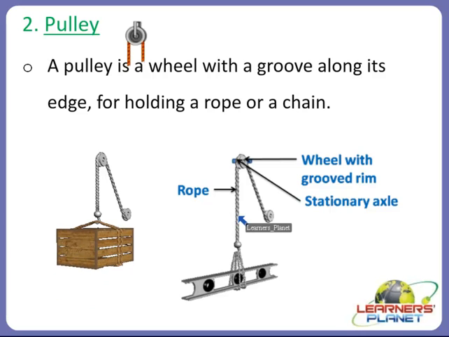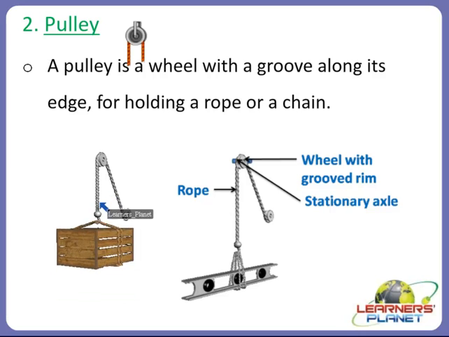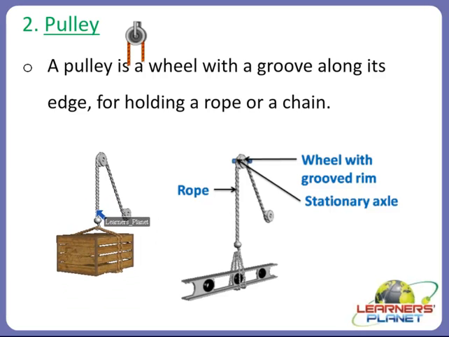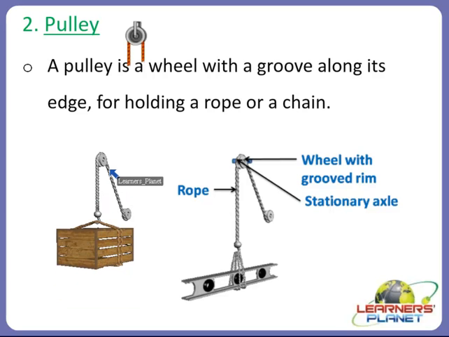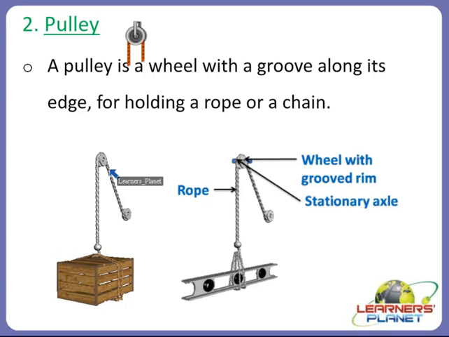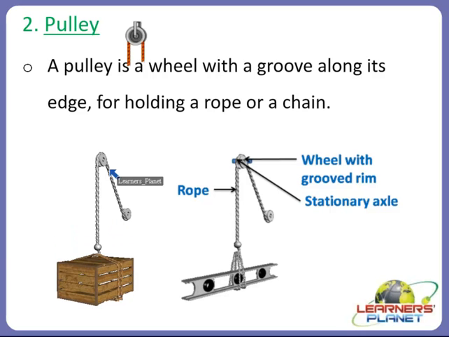That is why we define it as a wheel with a groove along its edge for holding a rope or a chain. As you can see in this image, the rope or chain is moving. It is not stationary. What is stationary over here? It is the axle and the wheel. So we can say that a pulley is really a kind of wheel, just as a screw is a kind of inclined plane. But a pulley is a wheel with two raised edges so that a rope or a string or a chain will run along the wheel without coming off.